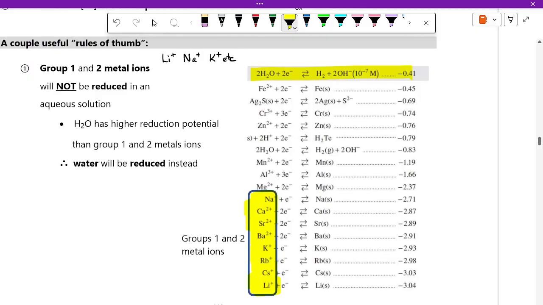So you don't even have to think about them. You can just be like, it's sodium. It won't become reduced. We can reduce sodium, but what would we have to do with our salt instead of dissolving it? We would have to melt it so there's no water around. If you just have sodium and no water, you can reduce the sodium.